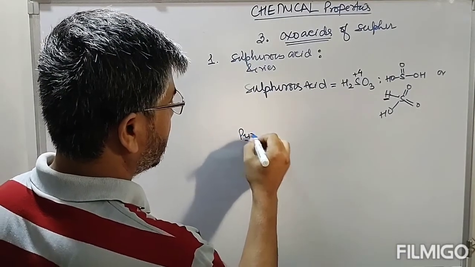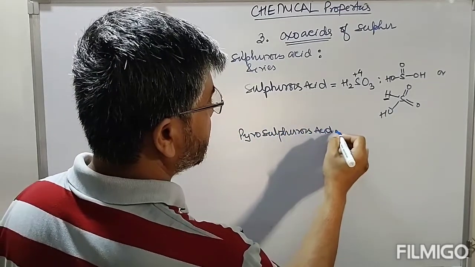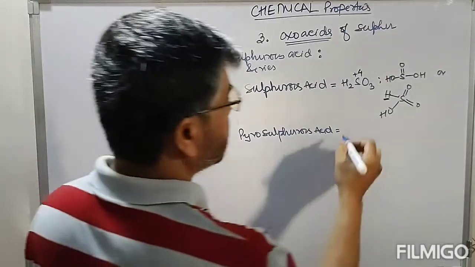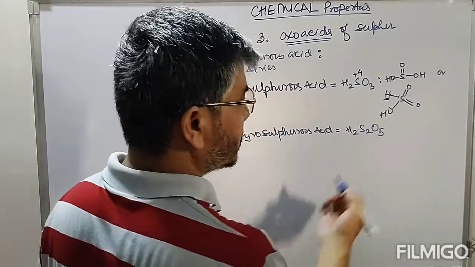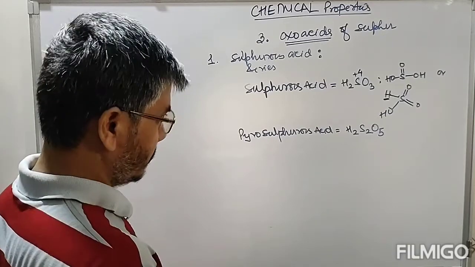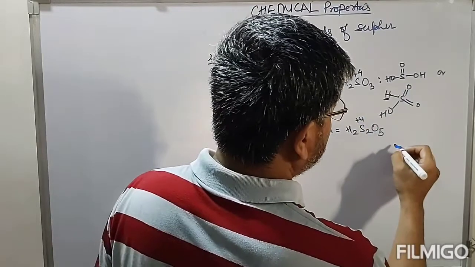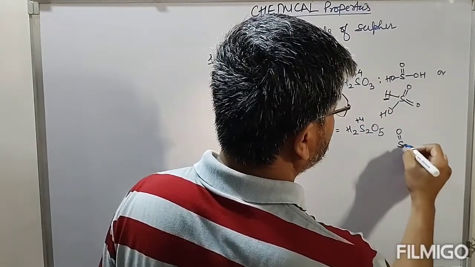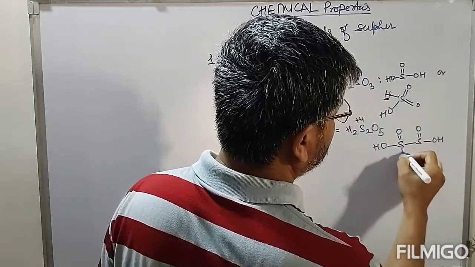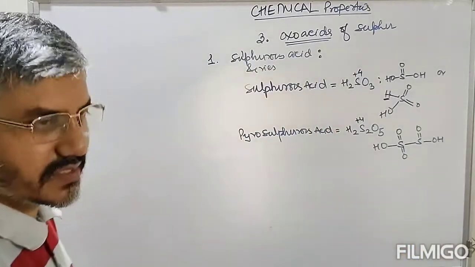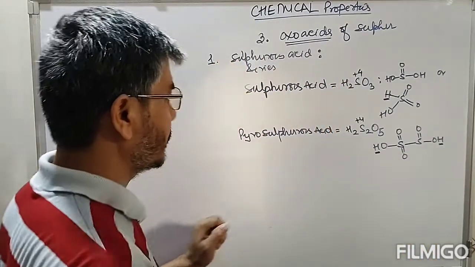Then we have pyrosulfurous acid. Pyrosulfurous acid is H2S2O5. The oxidation state is again +4. Structure: this is the structure of pyrosulfurous acid. This acid has two ionizable hydrogens, so the n factor is 2 here.